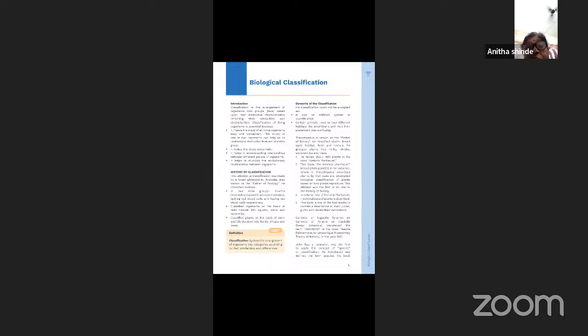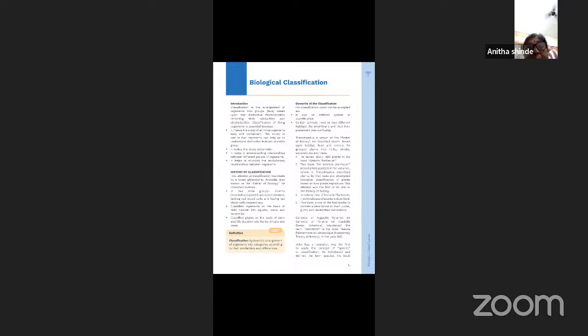Now, what do you mean by taxonomy then? What is the difference between classification and taxonomy? Taxonomy is nothing but naming of organisms and then dividing them into different categories or different groups. So taxonomy deals with the naming of the organisms and their categorization or their division. That is what we call taxonomy.